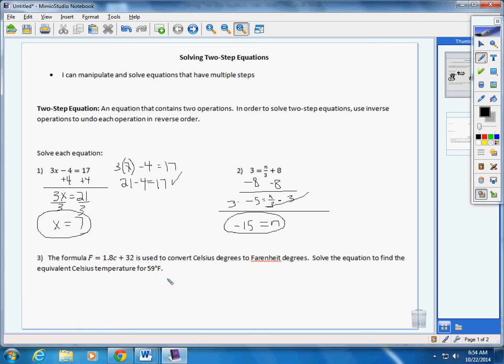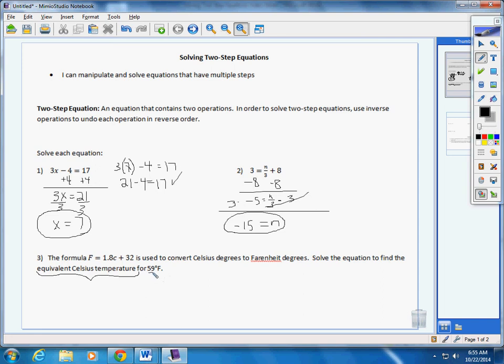Well, in case you didn't realize it, F in this equation represents degrees Fahrenheit, and C, of course, is going to represent degrees Celsius. So that means if we knew a degree temperature in Celsius, we could just plug it in for C, simplify this guy, and it would tell us how warm that is in degrees Fahrenheit. But that's not what we're given. It says solve the equation to find the equivalent Celsius temperature for 59 degrees Fahrenheit.